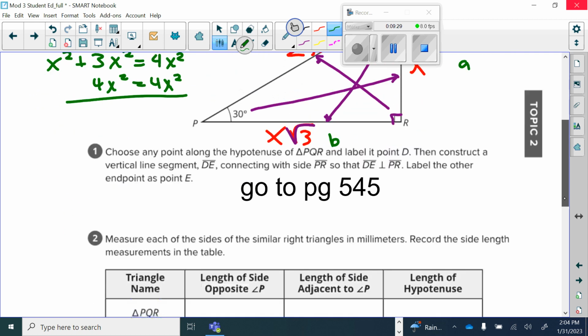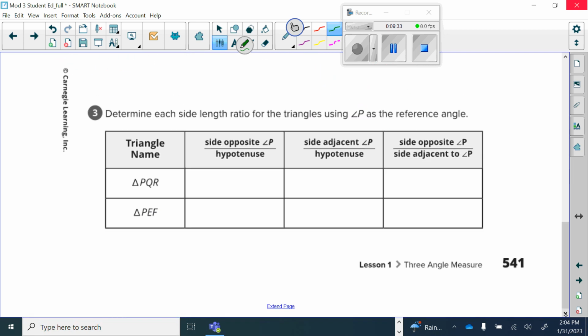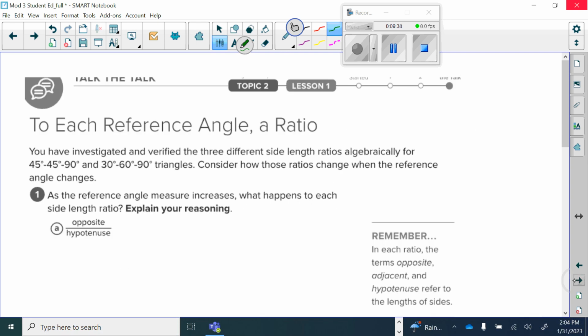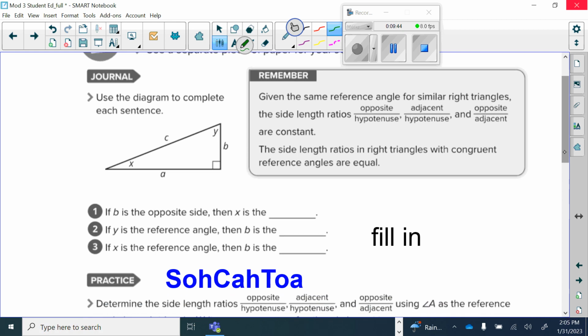Okay, now go ahead and go to page 545. This is already 541, so 4 pages: 1, 2, 3, 4. Okay, so we're going to go ahead and review and add in a little new pieces. So we're going to fill in these right here.